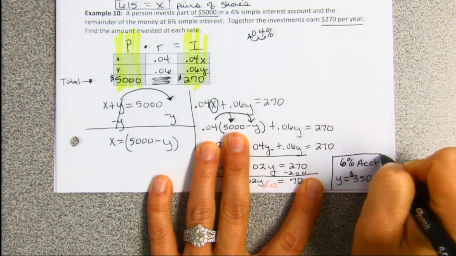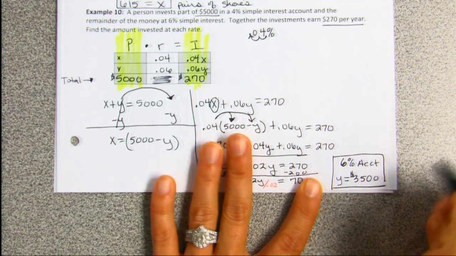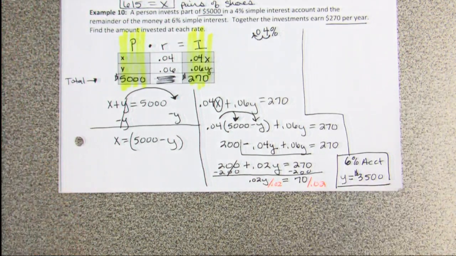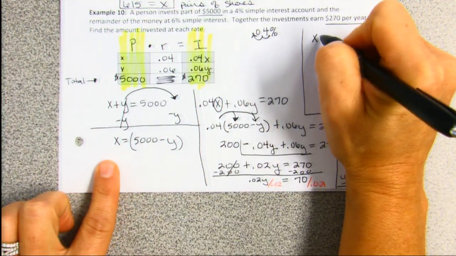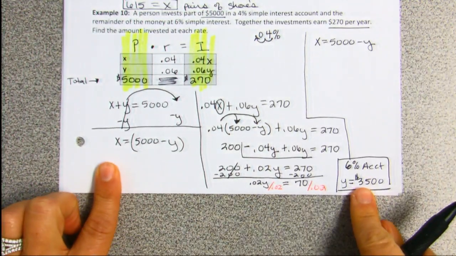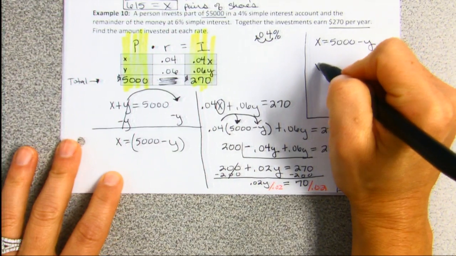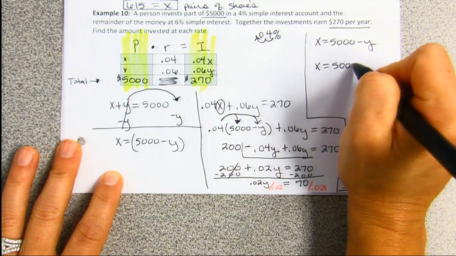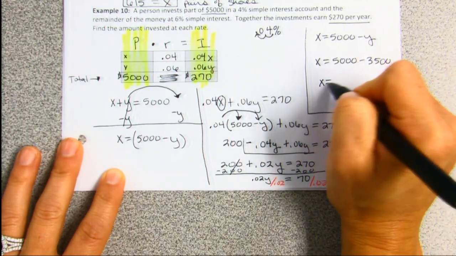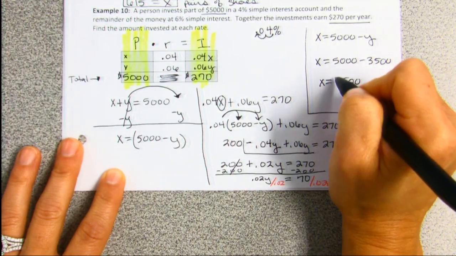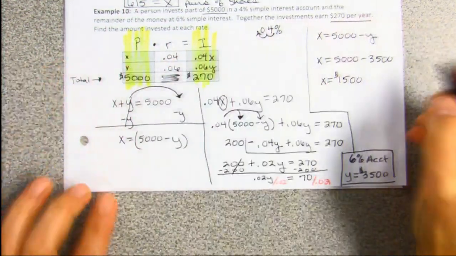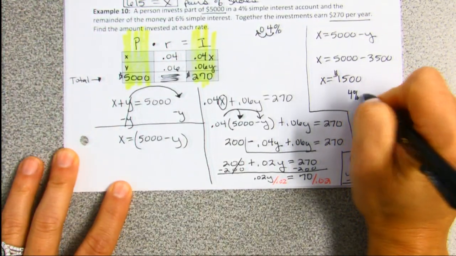So finding the 4% account is pretty easy, right? We know x equals 5,000 minus y. Well, since we know y, all we're doing is taking that from 5,000 to know how much you invested in the other account, which was what? 1,500. And that was in the 4% account.